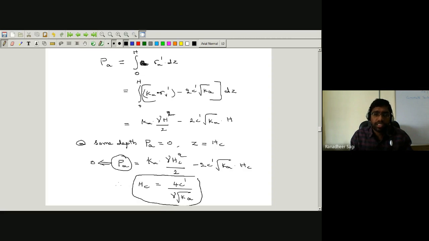Now, if you can recall this expression for Hc, which I have represented as 4c dash by gamma into under root Ka, otherwise I can also write it as 2 into Zc. Because what is my Zc? Zc is nothing but 2 into c dash by gamma into under root Ka. So Hc can otherwise be represented as twice the depth of the tension crack. So the depth at which the net resultant earth pressure force on the retaining wall becomes 0 is equal to a depth which is twice that of the depth of your tension crack. That's what it means. Okay.